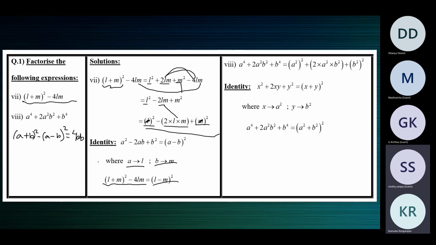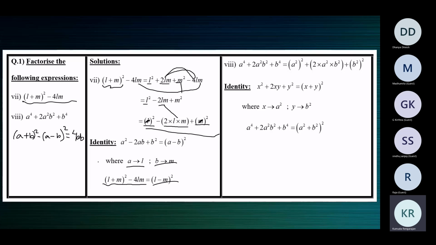Okay. So a plus b the whole square minus a minus b the whole square is equal to 4ab is a very important identity where we have three expressions, a plus b, a minus b, and ab. Given the values of any two, you can find the third one by substituting in this equation. Maybe they'll give you the value of a plus b and a minus b, and you'll be asked to find the value of ab.